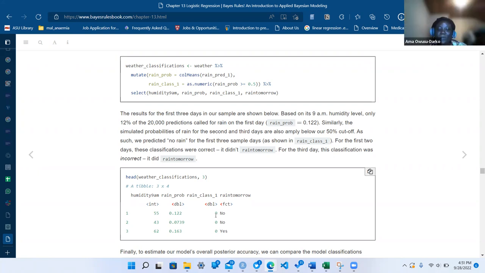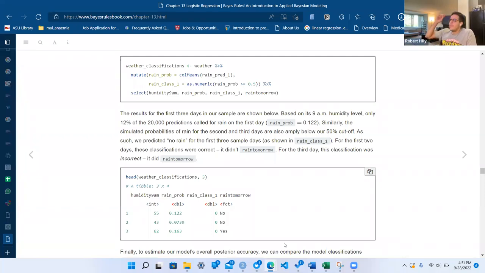But I just don't get why this zero is a yes. Because I thought all zeros are supposed to be no. Oh, is this looking at rain tomorrow as the actual truth? Yeah, as the actual truth. So rain tomorrow is already in the data. That's the actual truth for that particular humidity reading.